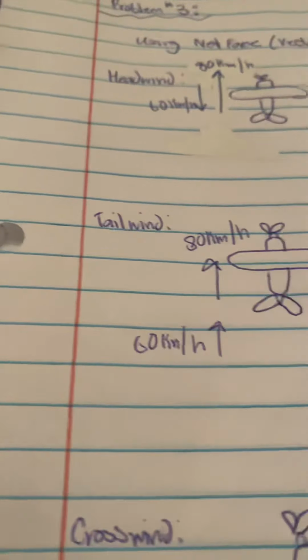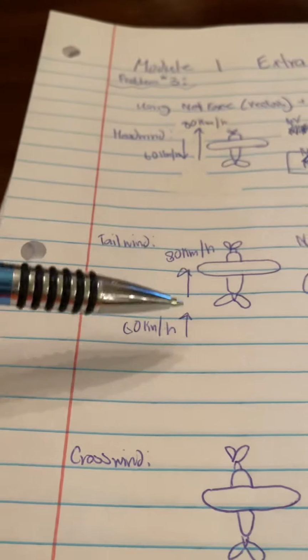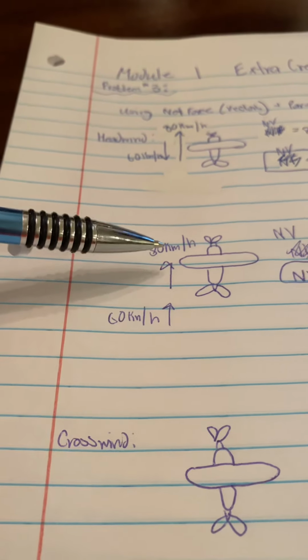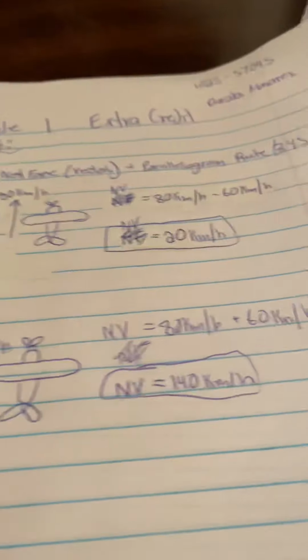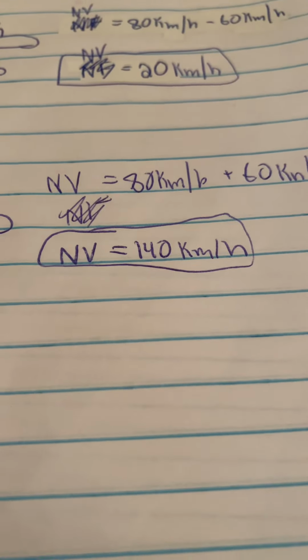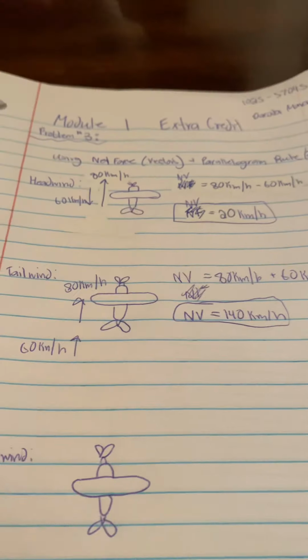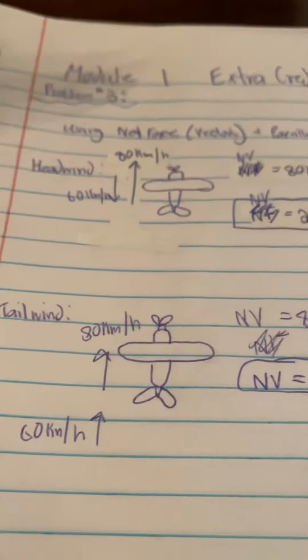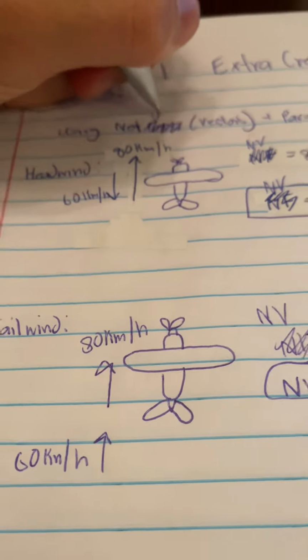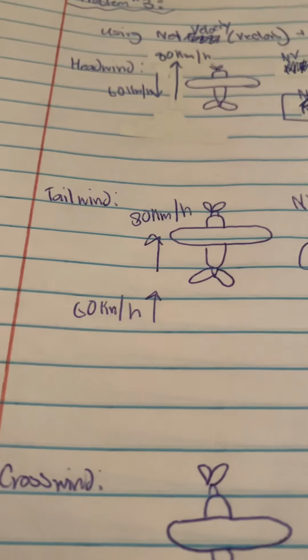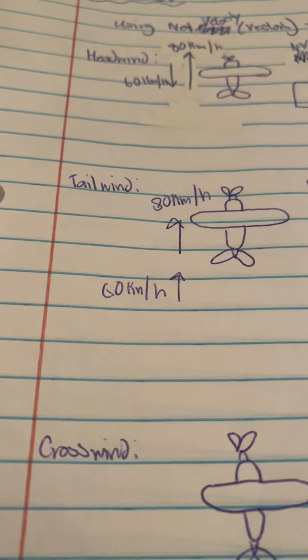Okay, so I'll explain it again. Tailwind goes with the airplane, so it goes this way with the airplane. Since both vectors are going in the same direction, you must add it to get the overall net velocity of the airplane. So you add 80 and 60 kilometers an hour, and you get 140 kilometers an hour. Okay, so that was using the net velocity with vectors. So we added the vectors to get a net velocity of the airplane.